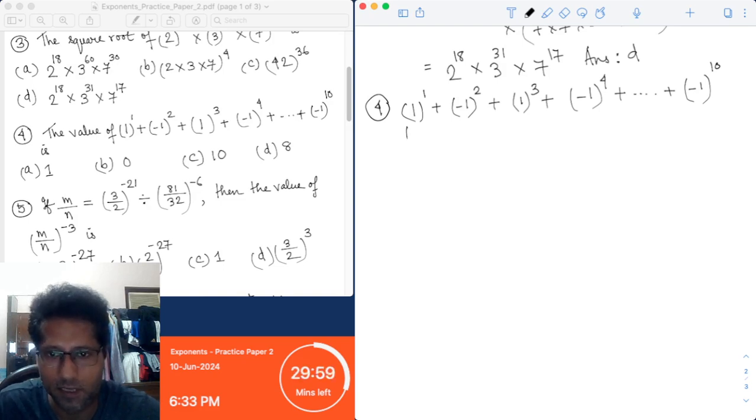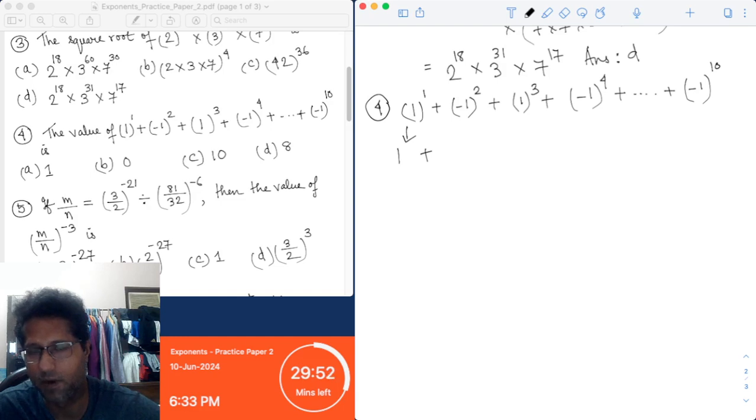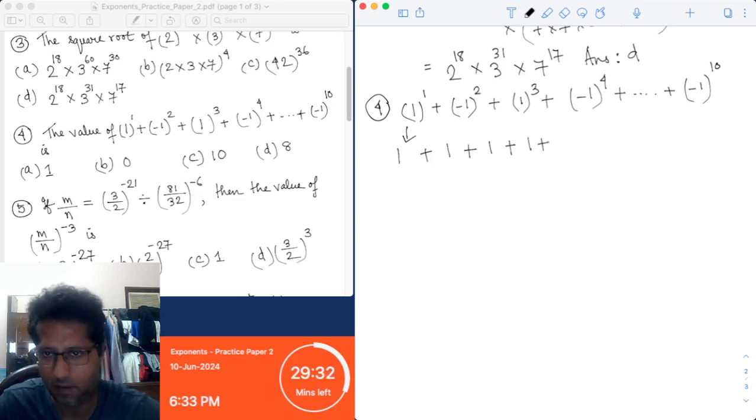Now we can see clearly that this is 1, this is 1. The next one has a negative base, but the power is 2, which is even, so this is also 1. Second, third, the base is already 1, so 1 to the power any number is obviously 1. Again, minus 1 to the power 4, the base is negative but the power is even, so this is also 1. So all the exponentials have ultimately the value 1. So we will have 1 plus 1 plus 1, 10 ones, and the addition of 10 ones is 10. So the answer is choice C.